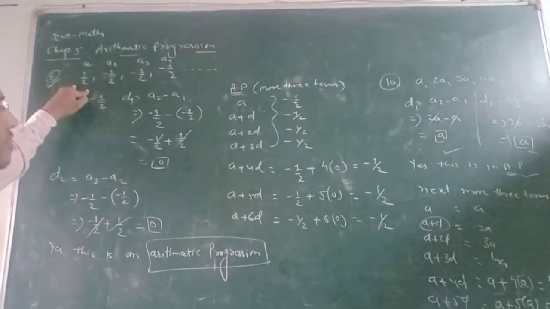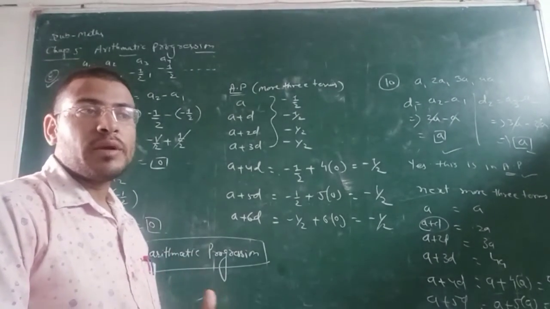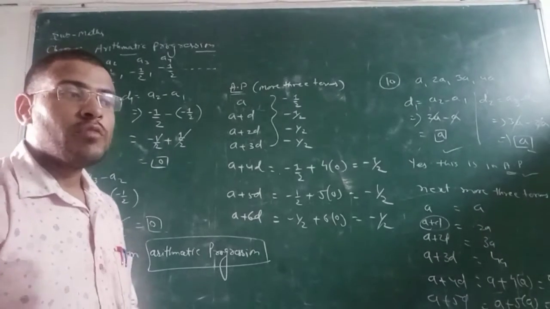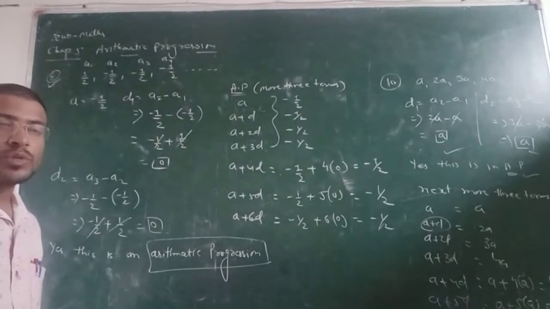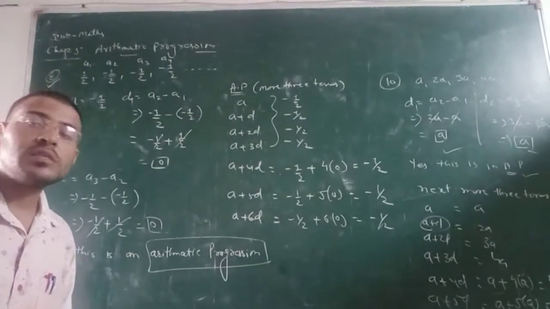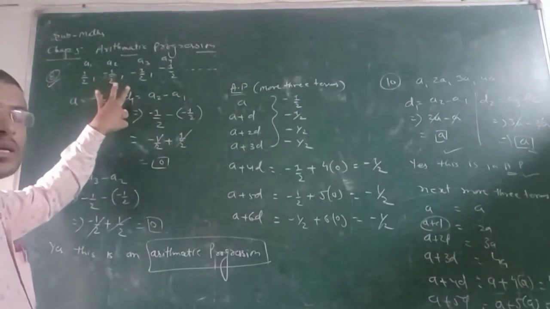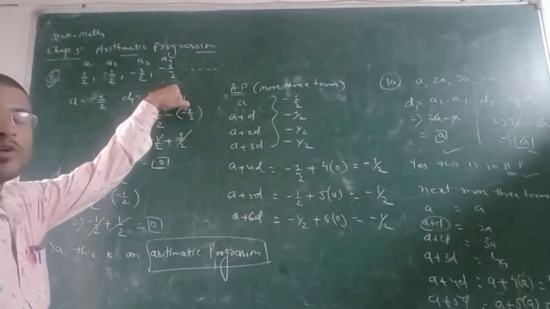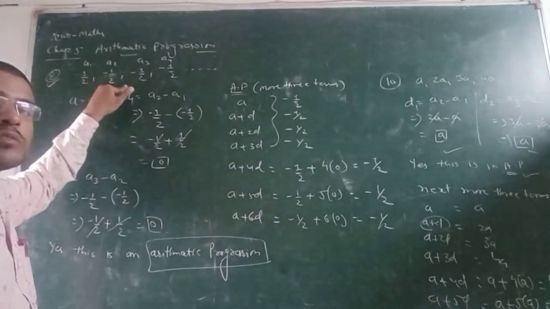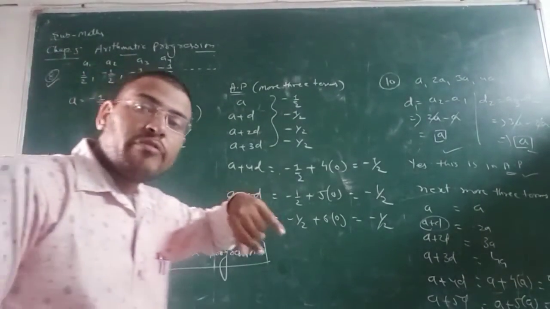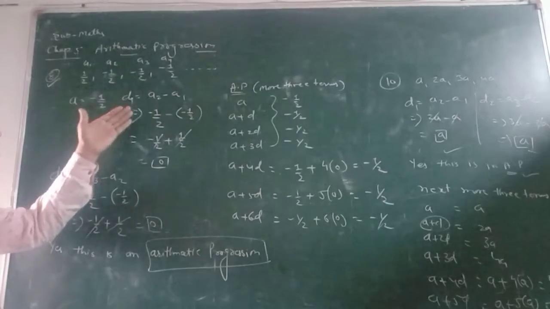You are given a, the first term, that is minus 1 upon 2. To judge whether this is in arithmetic progression or not, we have to find d, the common difference, two or three times. Your formula for d is a2 minus a1. Here a1 is the first term, a2 the second term, a3 the third term, a4 the fourth term, and so on. So we'll find a2 minus a1.